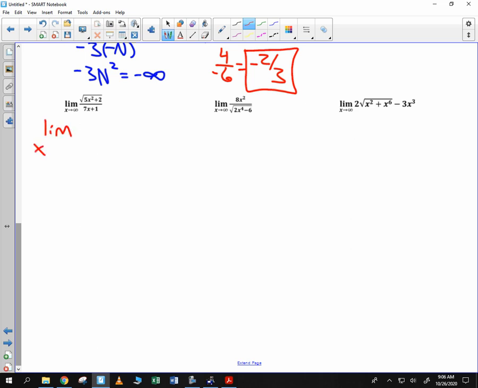Got some square roots here. Limit as x goes towards infinity. On the root of, I'm going to factor out an x squared. We get 5 plus 2 over x squared. And the bottom, factor out an x, and you're left with 7 plus 1 over x. Now, as you're headed towards infinity, notice that those will go away. Okay? And you can take this x squared and move it out front by making it an x. And then those will cancel as well. So you end up with the square root of 5 over 7.